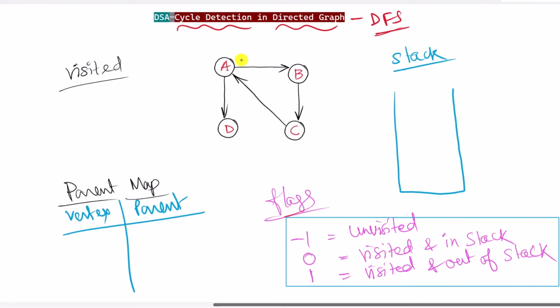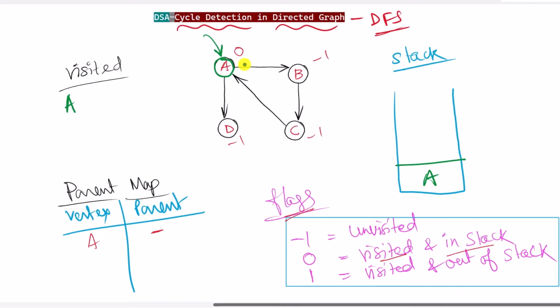So let's now start the traversal of this graph. We're going to start from vertex A. Initially, because all the vertices are unvisited, all of their flags will be set to -1. Because we have visited A, A will be marked as visited, and we push it on the top of our stack. In the parent map, A does not have any parent because it is the starting point. The flag will be modified to 0 because we have visited the vertex and it is in our stack.